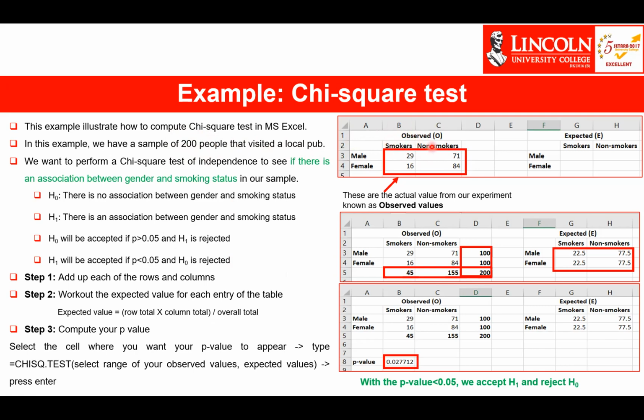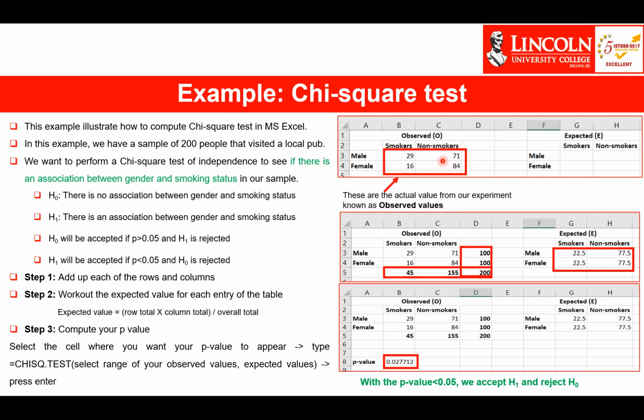We have smokers and non-smokers. For male, we have 29 smokers and 71 non-smokers. For female, we have 16 smokers and 84 non-smokers, among the 200 people that were sampled. Okay? And when you sum this together, you should be getting 200. This is what we have. But this is not enough for us to carry out our chi-square.